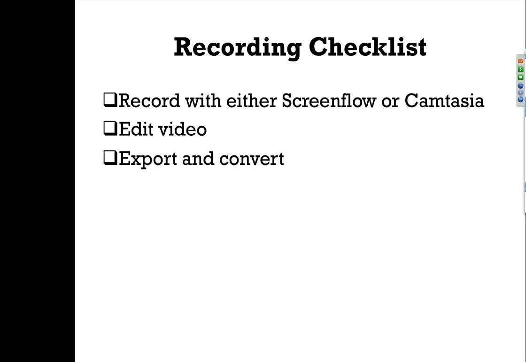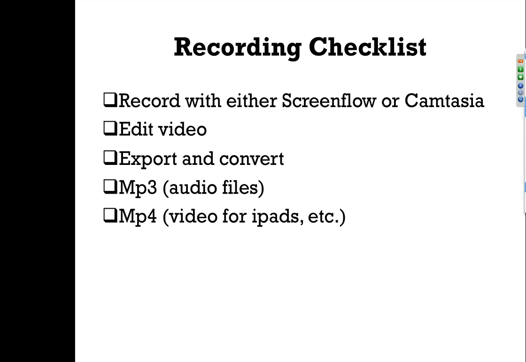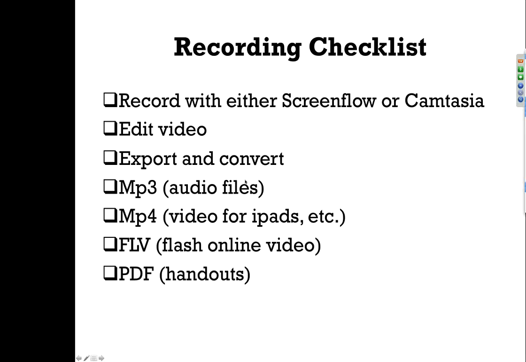So you can record with either ScreenFlow or Camtasia. Then you want to edit the video, and I'm going to show you how to do this in 1 minute. Export the video, convert it. Then you've got the different multimedia files, the MP3s, the MP4, which is downloadable video, the FLV, the PDF handouts, and then you upload it to your Amazon S3 account.